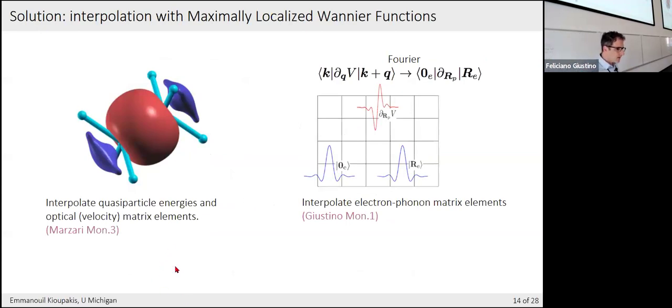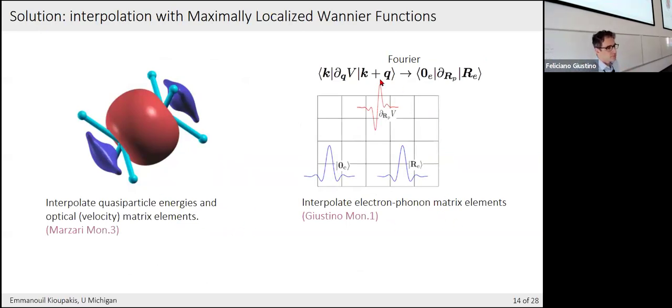So, as learned from Professor Marzari on Monday, we can use the maximally localized Wannier functions to interpolate the energies, the band structure, and the optical matrix elements throughout the Brillouin zone. That happens when you interpolate a quantity that involves only one wave vector index. It's a single, the k index only.